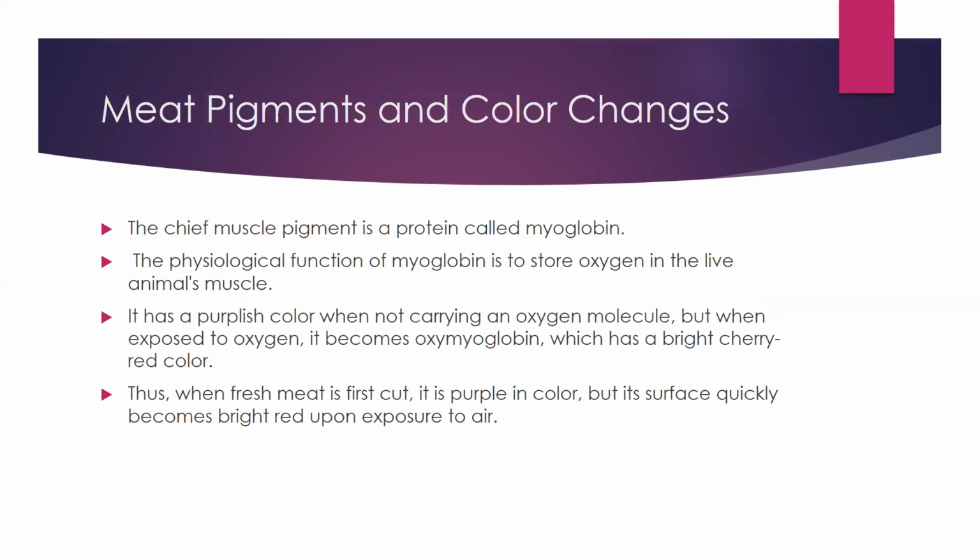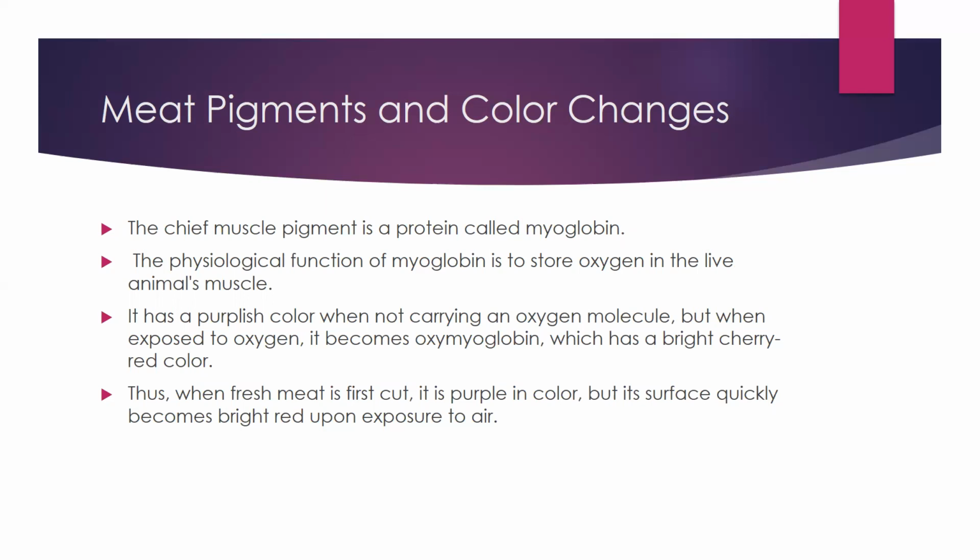Now, coming to meat pigment and color changes, it is also one of the important parts of this particular video. The chief muscle pigment is a protein called myoglobin. Understanding meat pigments and the changes they undergo is important, and therefore I am asking you to read these parts carefully because a number of questions can be asked from this particular section.